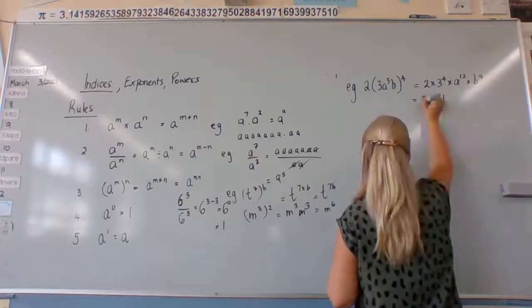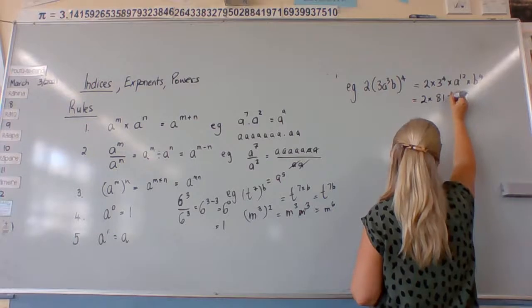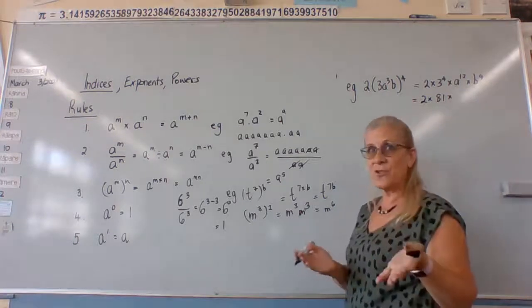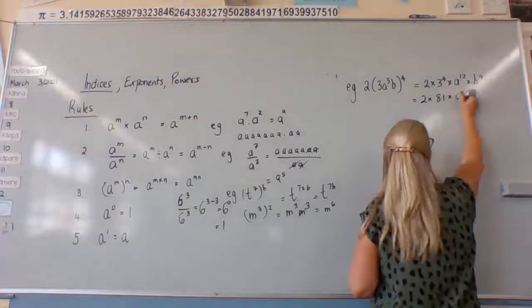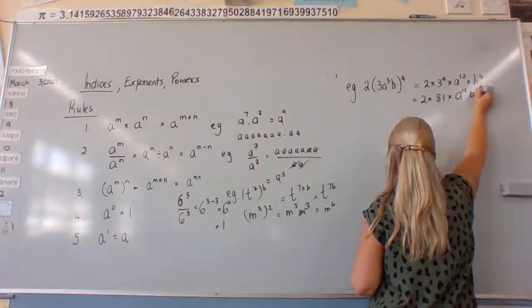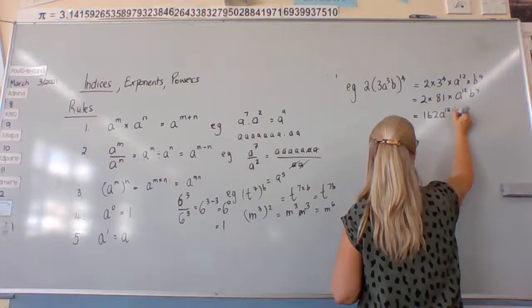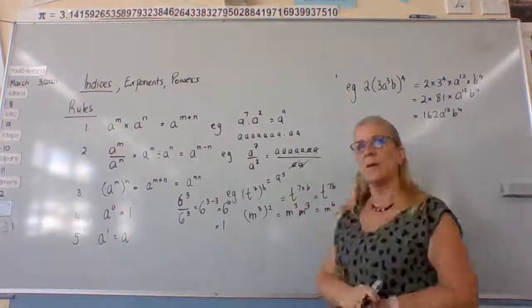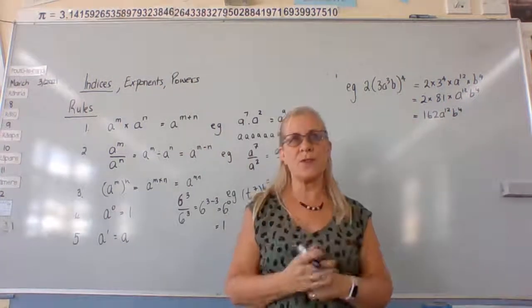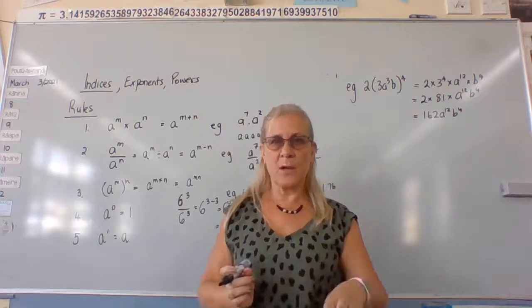So look for easy ways to work things out. Of course, you've got calculators, so you don't have to worry. Because this year you're allowed to use your calculators in algebra. a^12, b^4. So 162 a^12 b^4. All right, so you are trying to work those things out. We're going to practice that today.